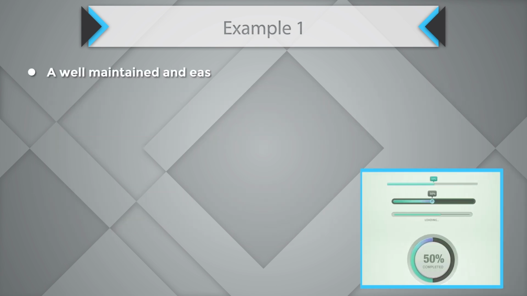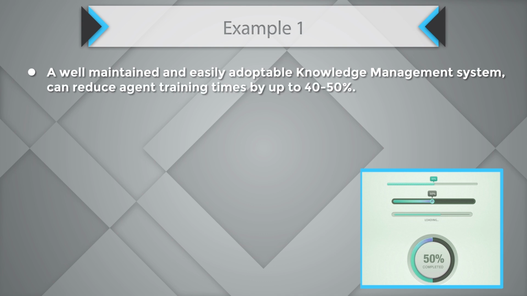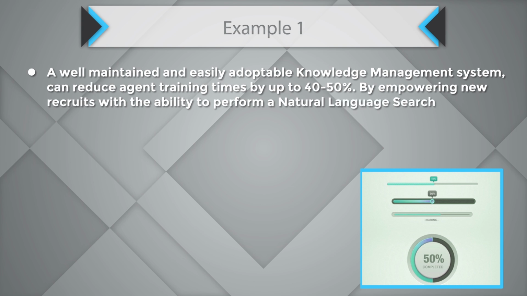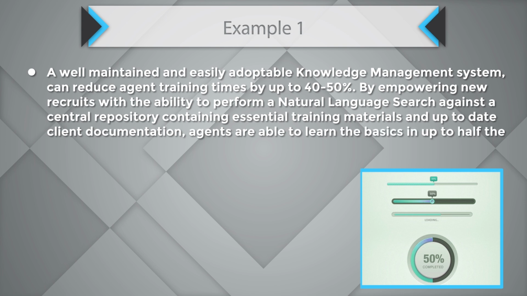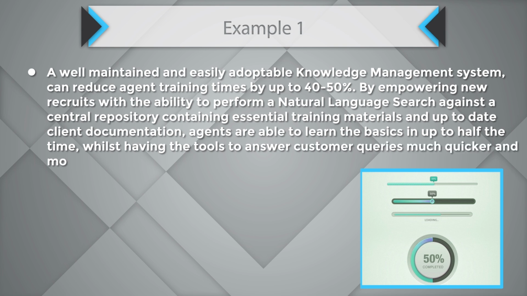A well-maintained and easily adopted knowledge management system could end up reducing the training time by up to 40 to 50% by empowering new recruits with the ability to perform a natural language search against a central repository containing essential training material and up-to-date client documentation. Agents are able to learn the basics in up to half its time, whilst having the tool to answer customer queries much quicker and more accurately. Creating reusable assets is a very critical part of an organization's growth.